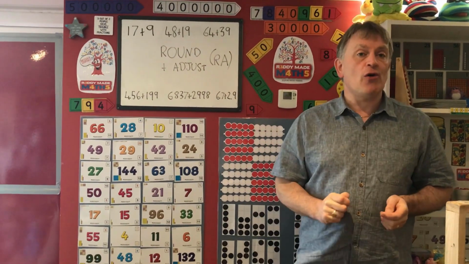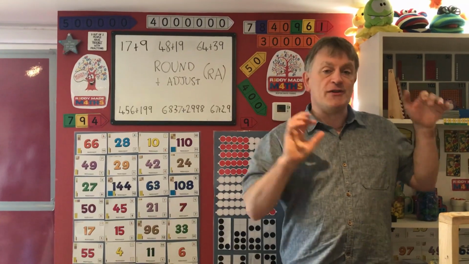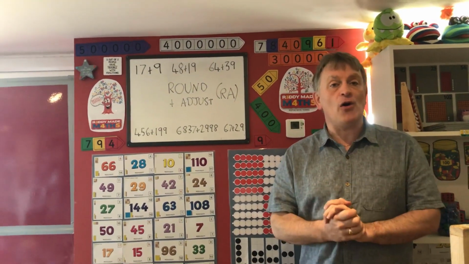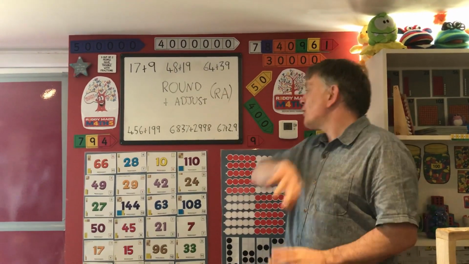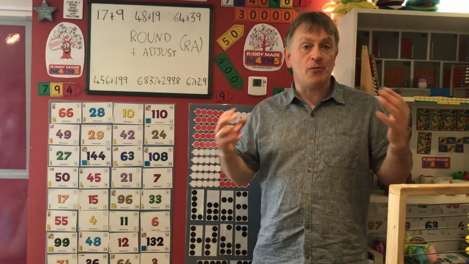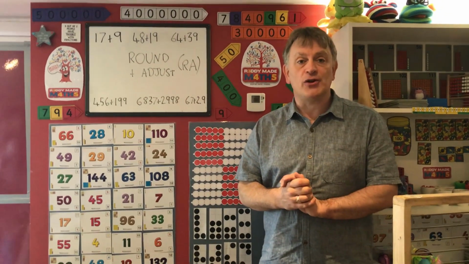What we're going to do over the course of today is have a look at some visual resources that support the idea of rounding and adjusting. We're going to play a little game that also involves that skill, and then we're going to come back to the board and the Ready-Made Maths number wall at the end, and we're going to do some little bits of practice of the round and adjust skill as well.